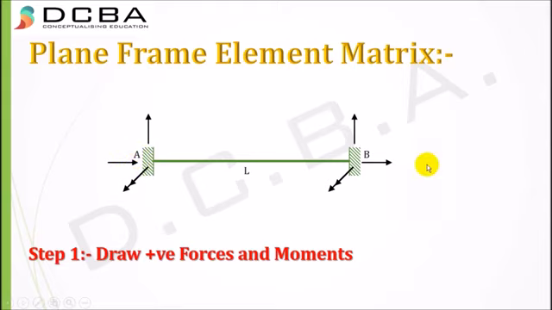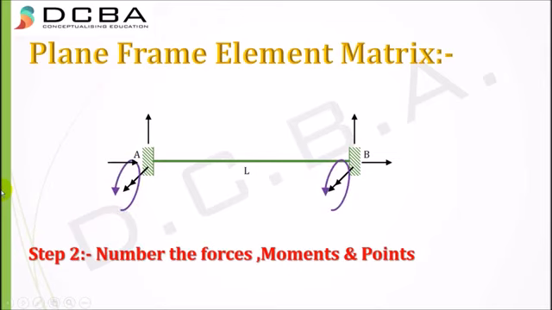So at both the joints, that is A and B, we draw the positive forces, that is this acting in the x direction, again this acting in the x direction, this force acting in the y direction, and moment along the z direction. Okay, anti-clockwise movement. Step 1 is done. Step 2 is to number the forces, moments, and points.